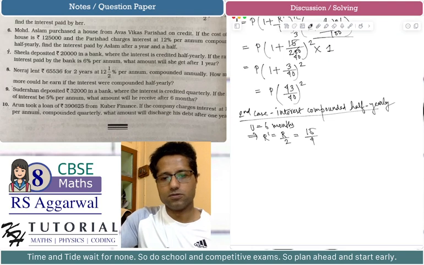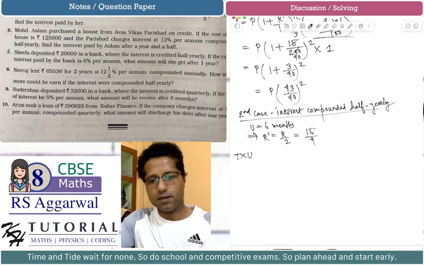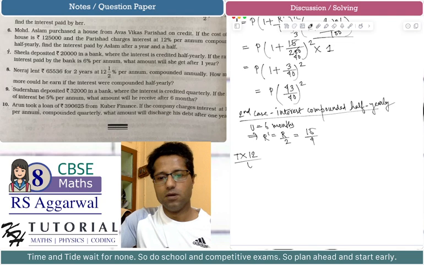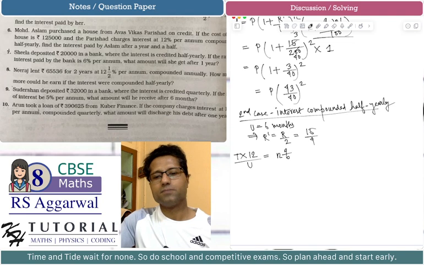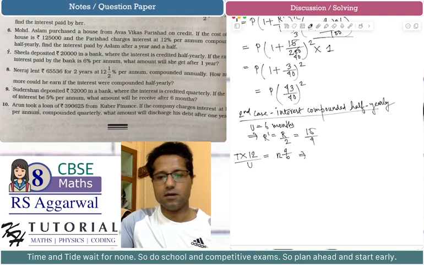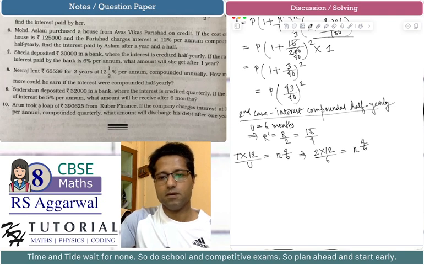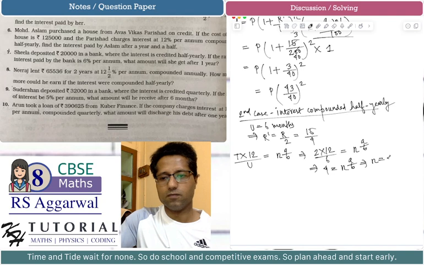Okay, and also T multiplied by 12 divided by U should be equal to n and the fraction a by b. So this implies T is 2 years, and 2 multiplied by 12 divided by 6 will be equal to n a by b. So this implies 4 is equal to n a by b. So this implies n is equal to 4 and a by b is equal to 0.